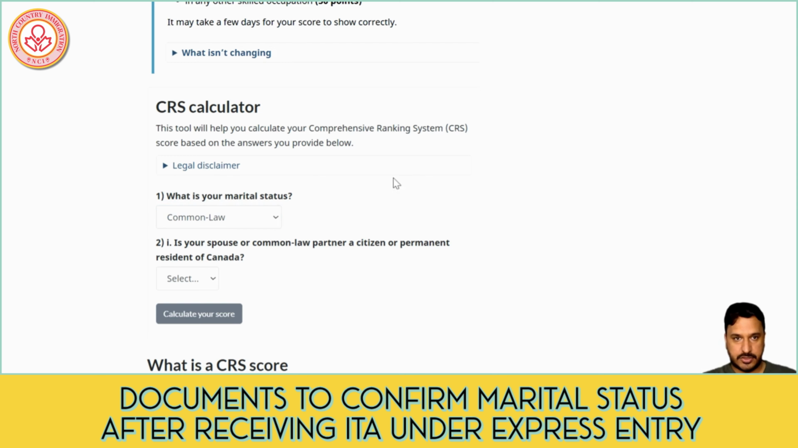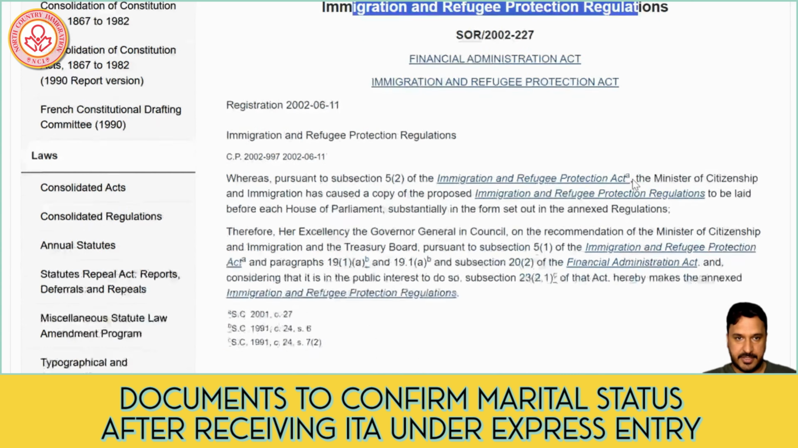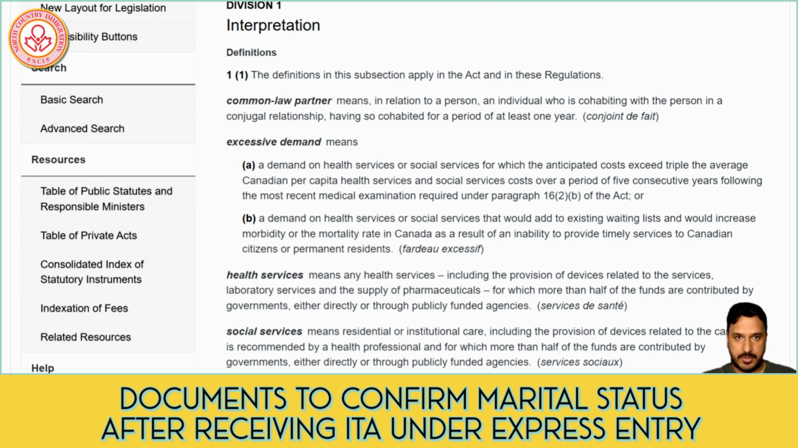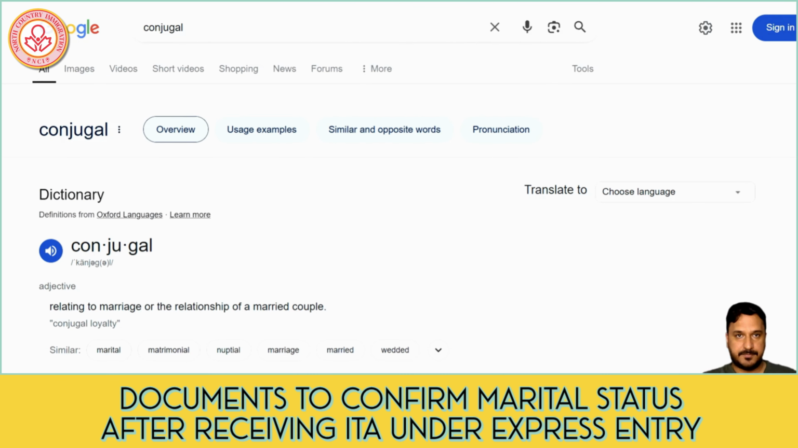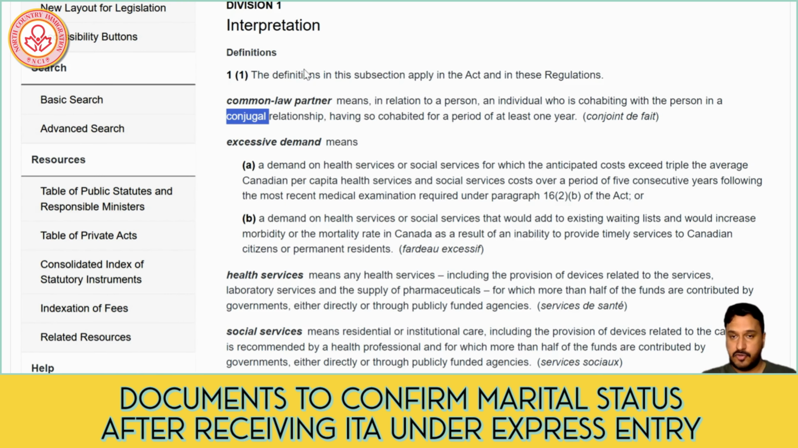Let's first understand what common law is. For this, we're going to refer to the definitions as stated in the IRPR. We scroll down and okay, here we can see: common law partner means, in relation to a person, an individual who is cohabiting with the person in a conjugal relationship, having so cohabited for a period of at least 1 year. If you're wondering what conjugal means, the dictionary definition states it is relating to marriage or the relationship of a married couple. So if you're not married on paper, but you have been staying together as married couples would do, then you would be considered common law partners.